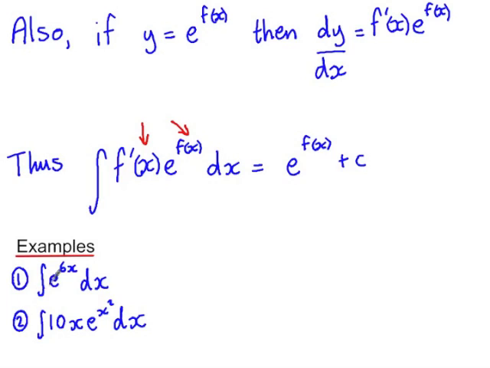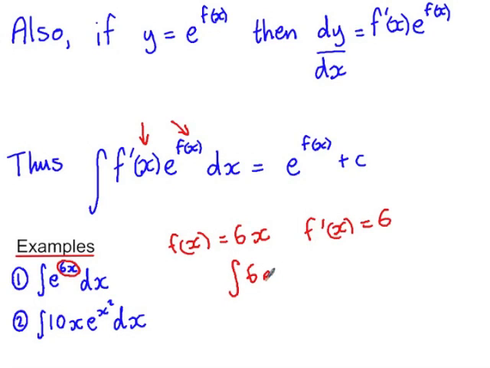So looking at a couple of examples, firstly the integral of e to the power of 6x with respect to x. Now the 6x here is our f of x, and so f dash of x is 6. So we know that if we integrate 6 e to the power of 6x, we're going to get e to the power of 6x plus c, using this result from above. But in the question here, we've got e to the power of 6x, not 6e to the power of 6x, so we need to divide this by 6, and so the result is e to the power of 6x over 6 plus c.